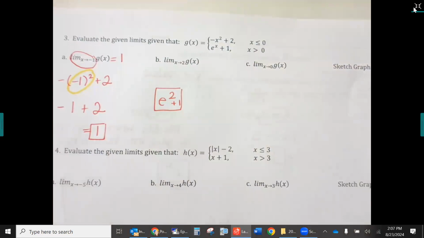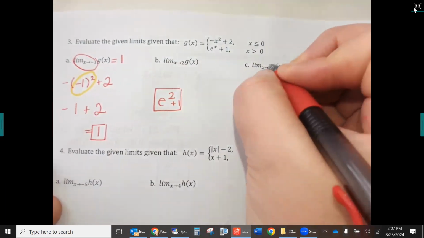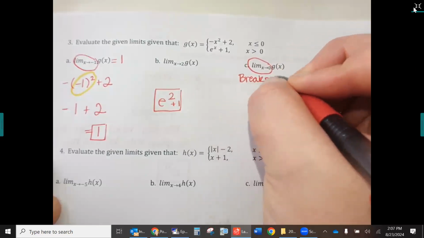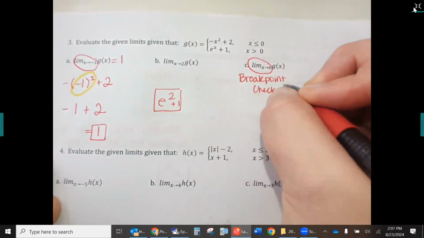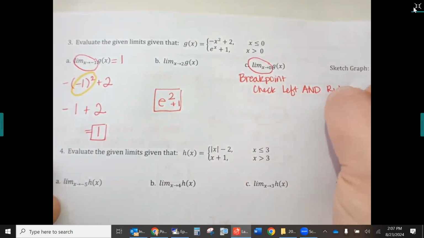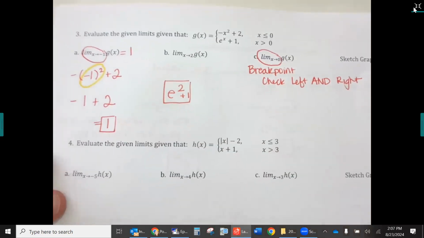If you only plugged in to the top because you said equals 0, that's wrong. Remember, for limits, you have to check the left and the right side. So if you didn't put this notation, I want you to add it to your work. For X approaches 0, this is the break point. So you have to check left and right. Where will I check the left side? I'll plug into the top. Where will I find the right side? I'll plug into the bottom.